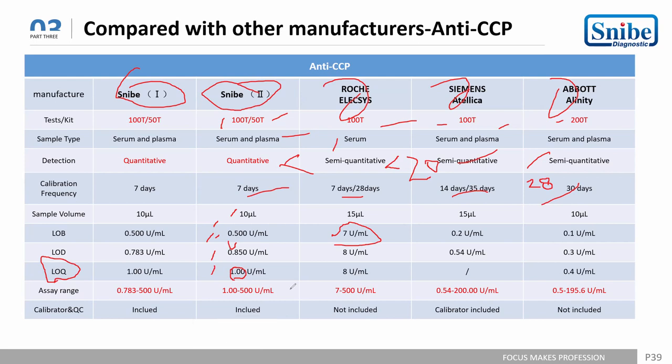If we talk about the assay range, we have a good linearity up to 500 U per ml. The Siemens and the L&T have a low linearity on the higher side. So in case of high values and for prognosis purposes, if they want to use this assay quantitatively. Okay.